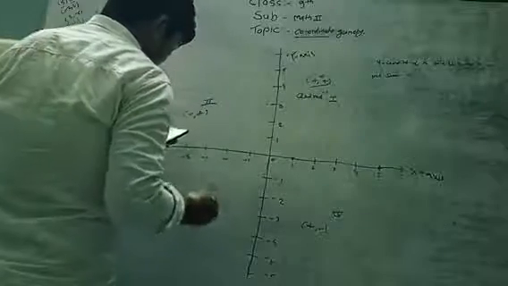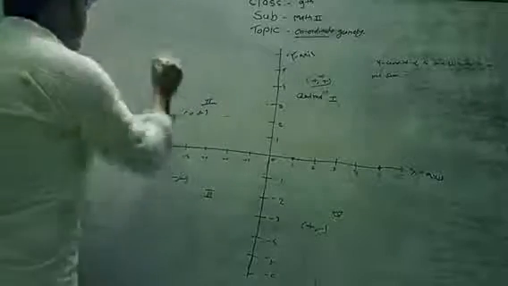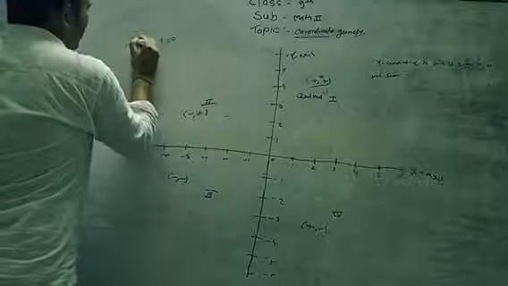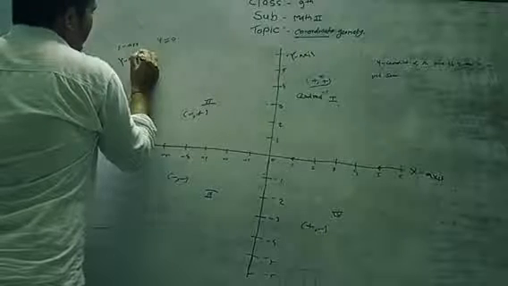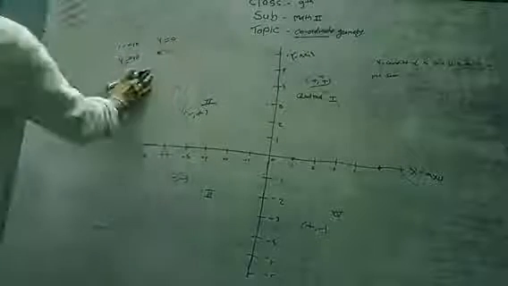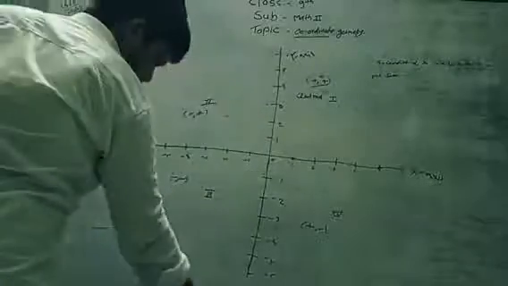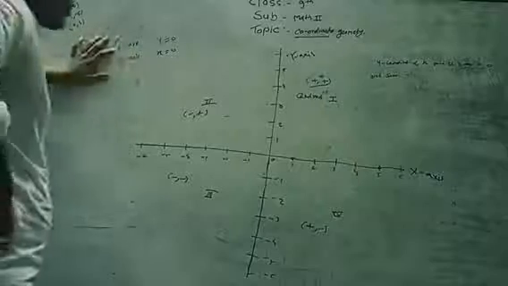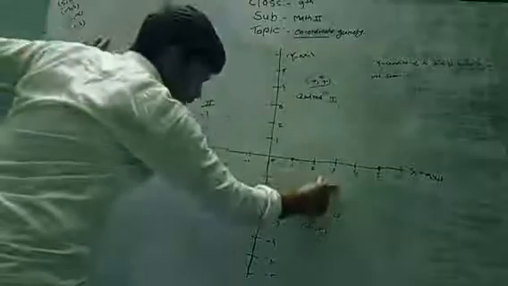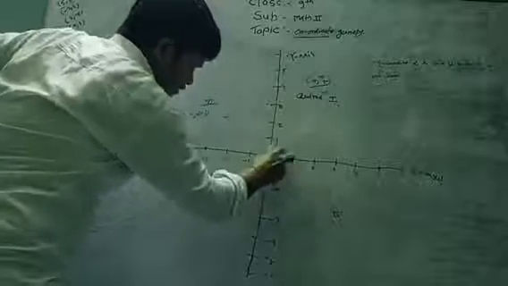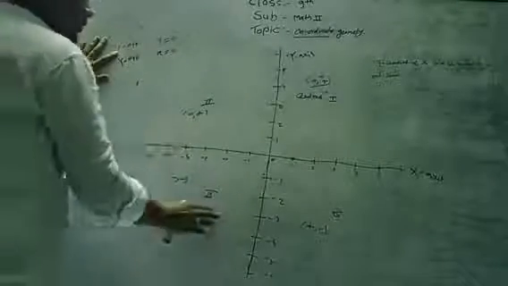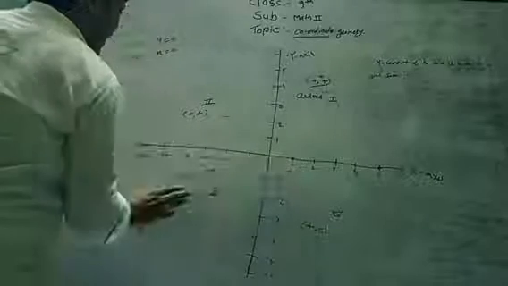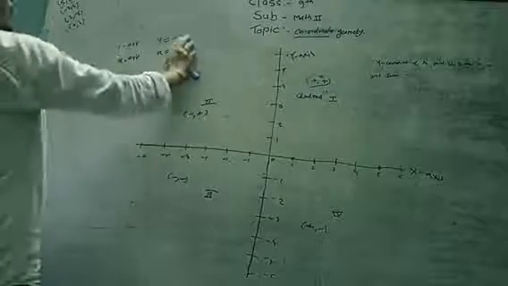And so we can get that the equation of the x-axis is y equals 0 and the equation of the y-axis is x equals 0. What is the equation of the x-axis? The y coordinate must be 0. Means if the y coordinate of any point is 0, then it must lie on the x-axis, and that's why the equation of the x-axis is y equals 0.